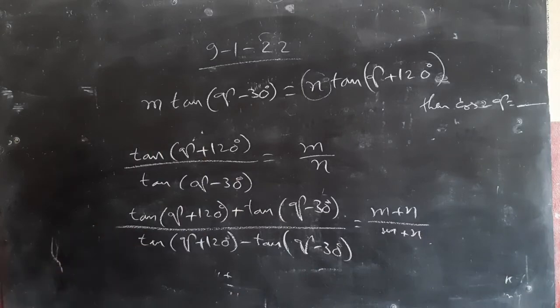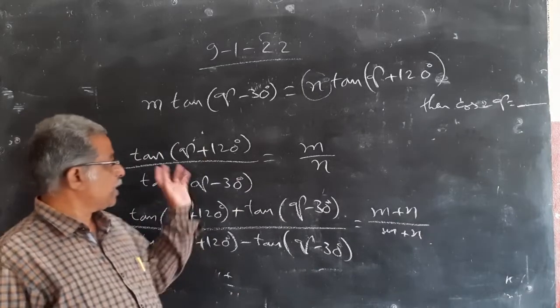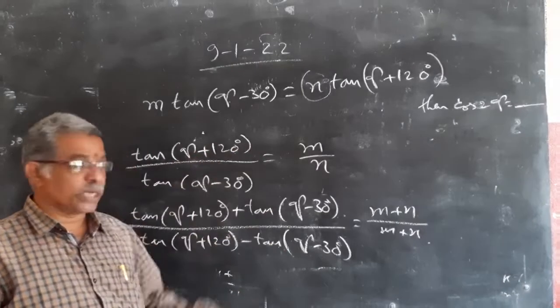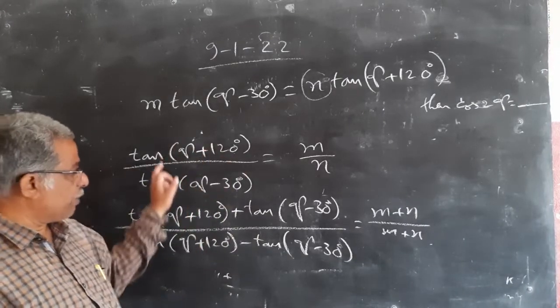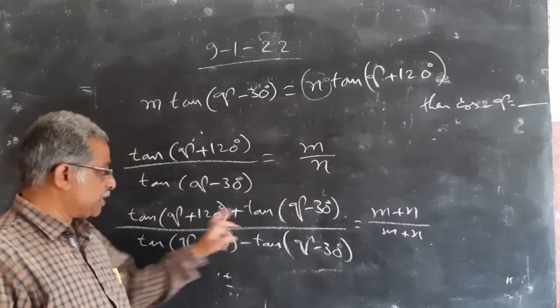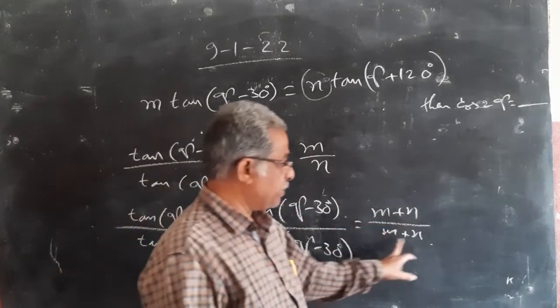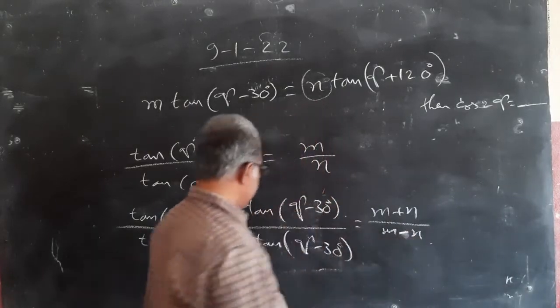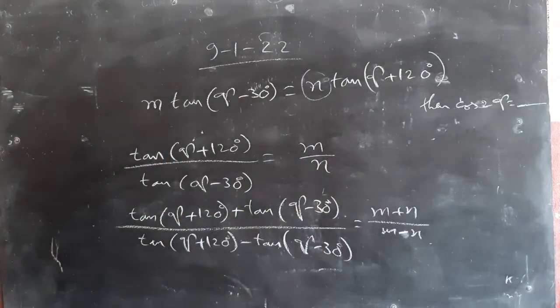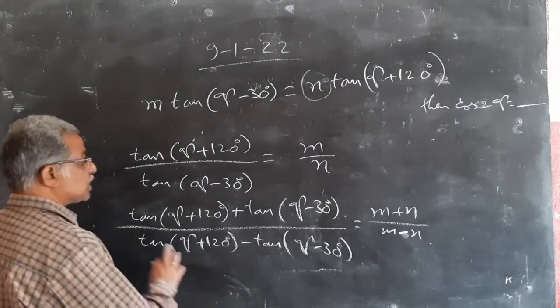These numbers don't matter. Previously we had tan a by tan b, now we have tan of q plus 120 by tan of q minus 30. This doesn't matter. But we have a by b equal to c by d, then a plus b by a minus b equals c plus d by c minus d. Then we will get componendo dividendo sums very easy. If you understand the concept, that is enough to do this type of sum.